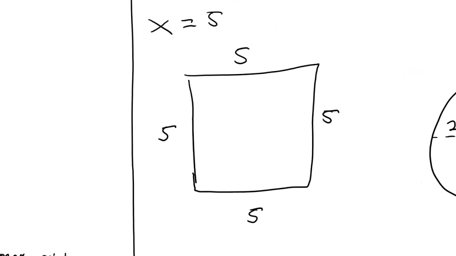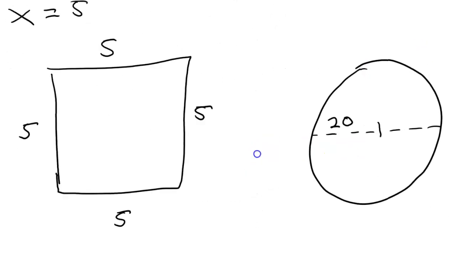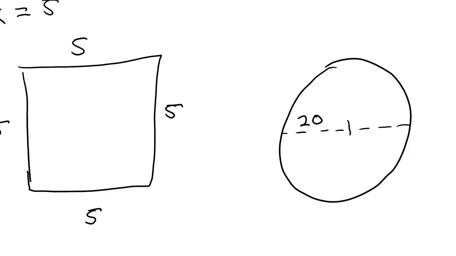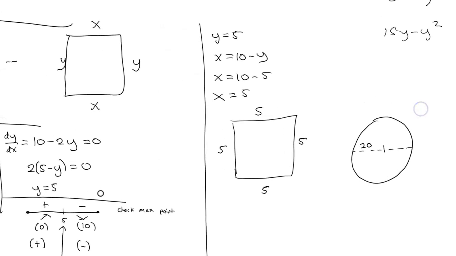So this is our perimeter, 5, 5, 5, 5, which equals 20. And then we have our radius of 20. And then the total length will be 40 centimeters long. So that is our maximum.